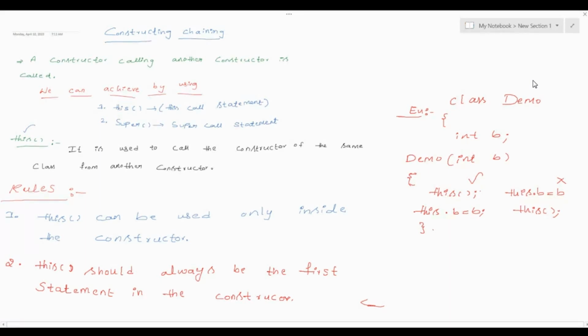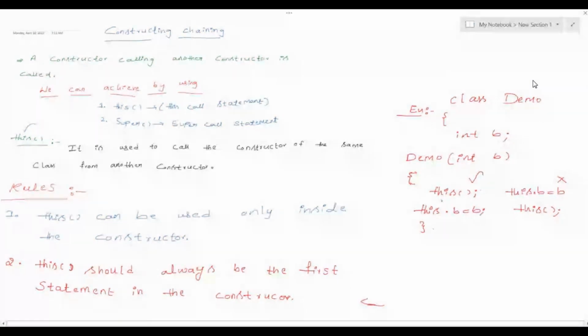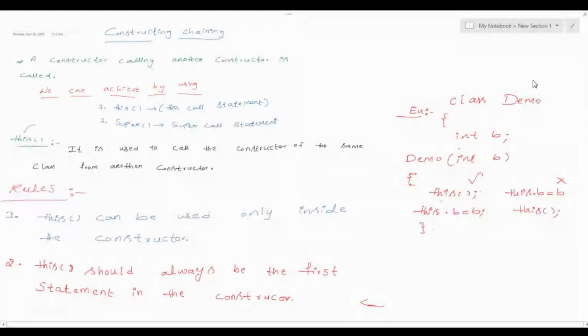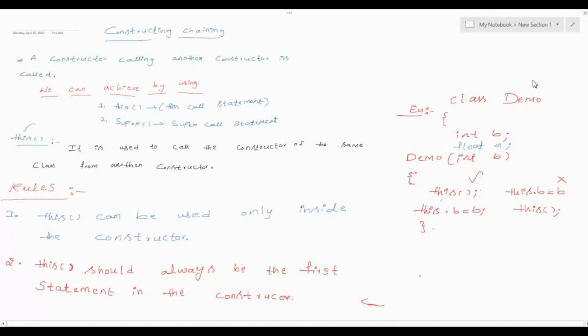See, we have to use this call statement when we use it. Suppose inside the class you created more than one constructor, again and again you will initialize the same thing. Suppose there is another variable you created, float a. Again, how will you create one more constructor?